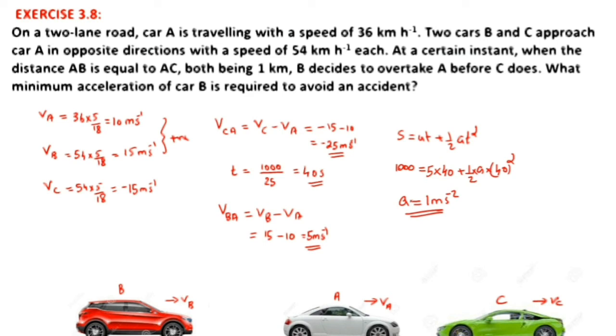So this is what the question is talking about: what is the minimum acceleration of car B required to avoid an accident? I hope you understood this one.